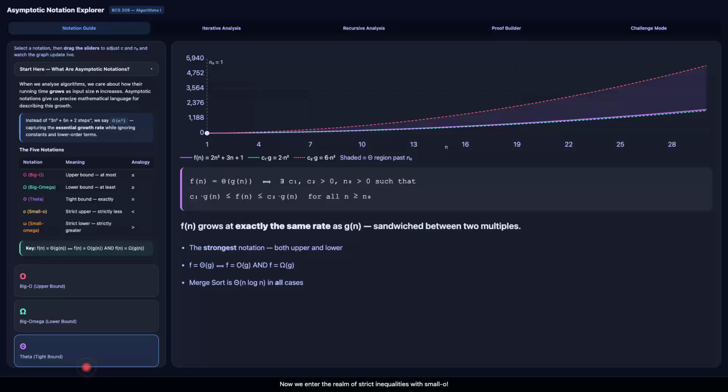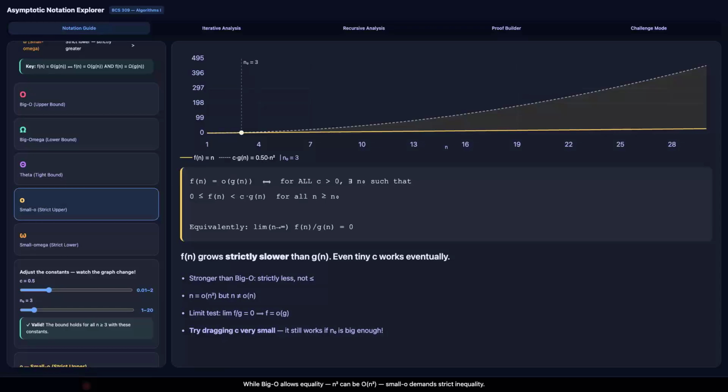Now we enter the realm of strict inequalities with small o. This is big O's perfectionist cousin. While big O allows equality, n squared can be O of n squared, small o demands strict inequality. When f of n is o of g of n, f grows strictly slower than g. The limit of f over g approaches 0. Think binary search versus linear search. Log n isn't just O of n, it's actually o of n because the ratio log n over n shrinks towards 0. Binary search doesn't just have a linear upper bound, it's genuinely, provably faster than linear.